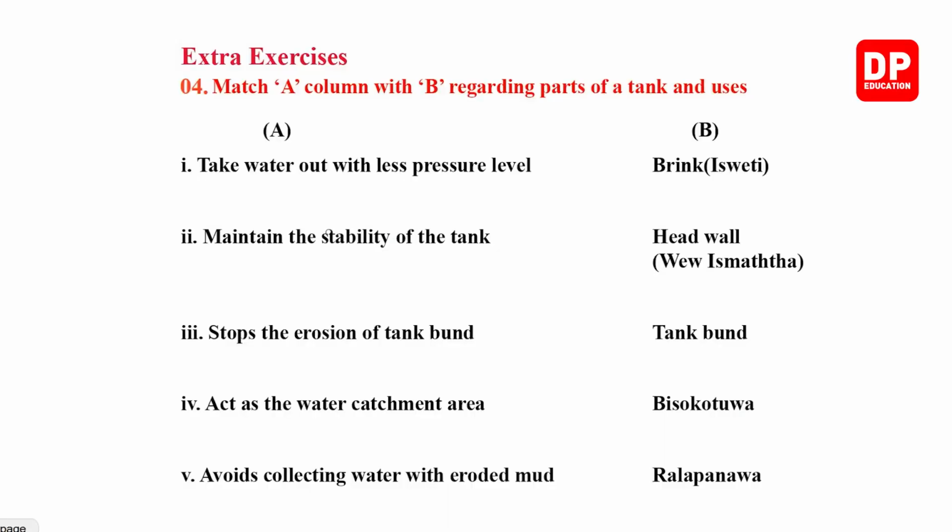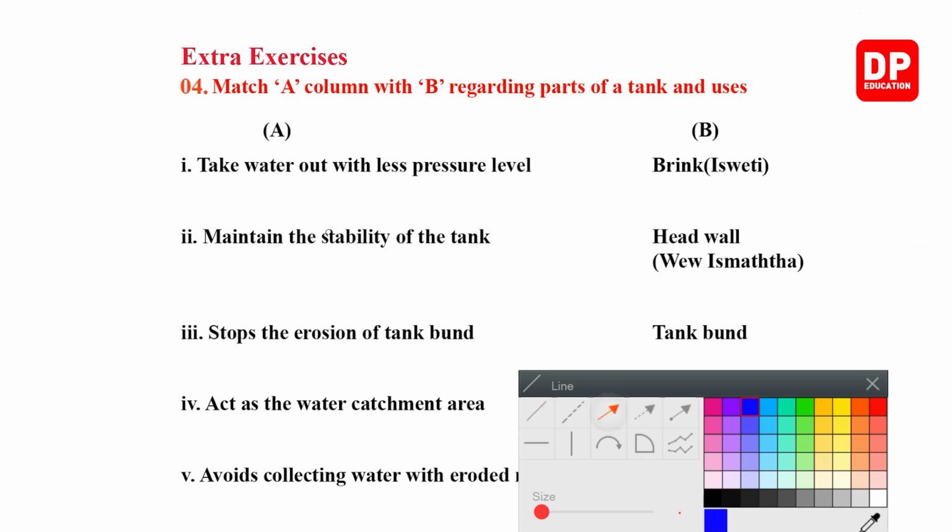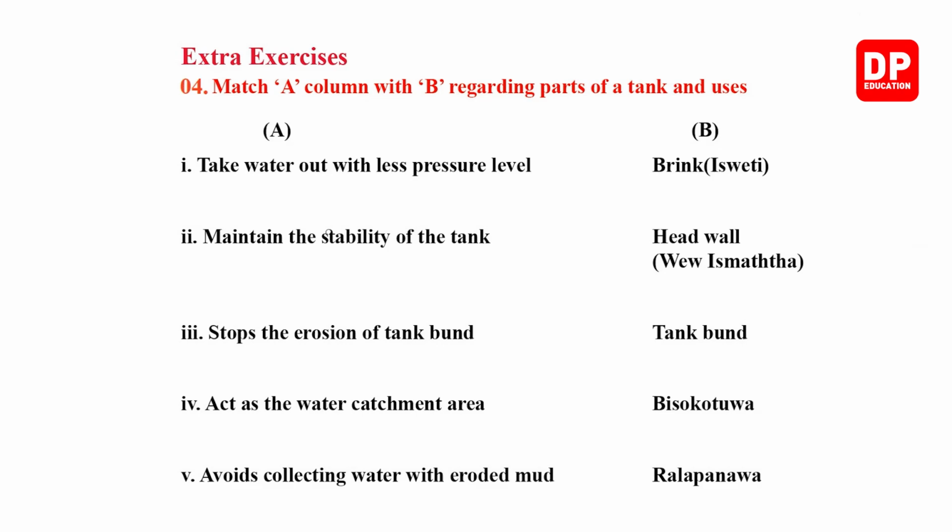Match A column with B regarding parts of a tank and users. So you have to match these two columns, A column with the B column. So these are regarding users and the parts of a tank. Take water out with less pressure level. So in a tank, my dear children, water is taken out at a low pressure level by using the part called Bisokotuwa. Bisokotuwa is the part which helps to take water out with a less pressure level.